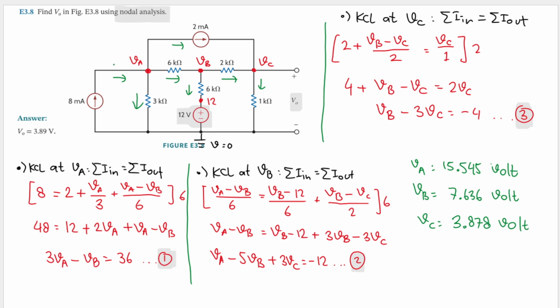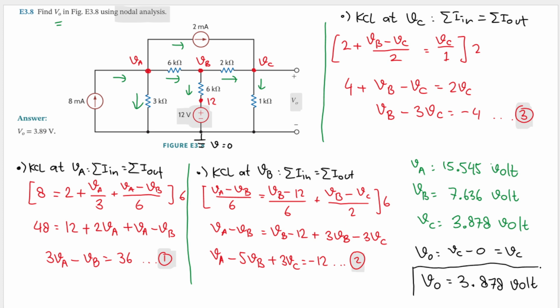Okay, and the question is to find out V0. What is V0? V0 is just VC minus this voltage here, which is 0. So I'll have VC minus 0, which is equal to VC actually. So our V0 is 3.878, and the unit will be volt. Okay, maybe the answer slightly differs because of the rounding error, but it's close enough, and I'm sure that is correct.